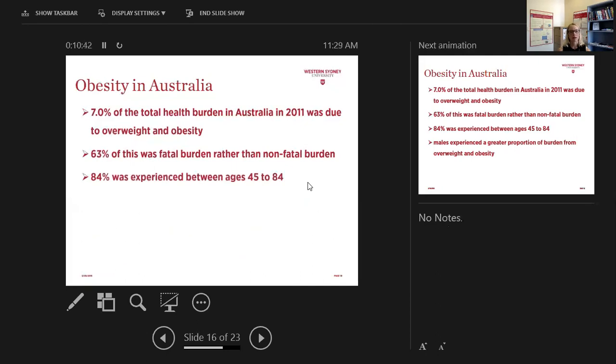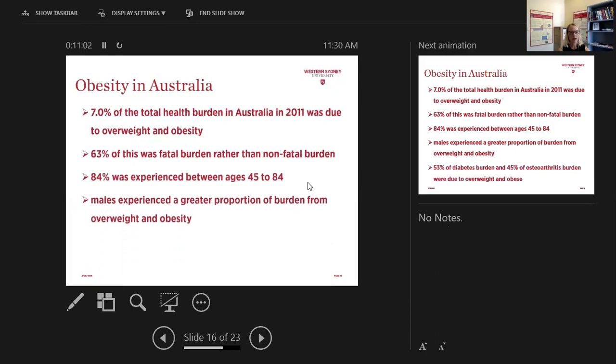83% were overweight between the ages of 45 to 84. You think about that, 84% of the population. That's a vast majority of the population. And if we then put that with that aging population, we have a big issue. We have a big problem for us.